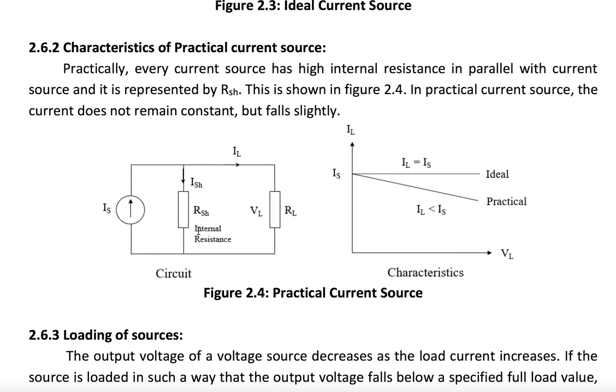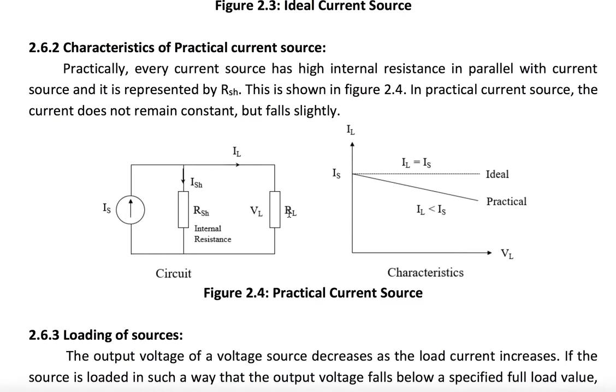Shunt resistance RSH, so this is shown in the figure. In a practical current source, the current does not remain constant but falls slightly with respect to the load current. Okay, so if you draw IL with respect to the terminal voltage, the load voltage VL, this is drooping. IL is always less than IS.